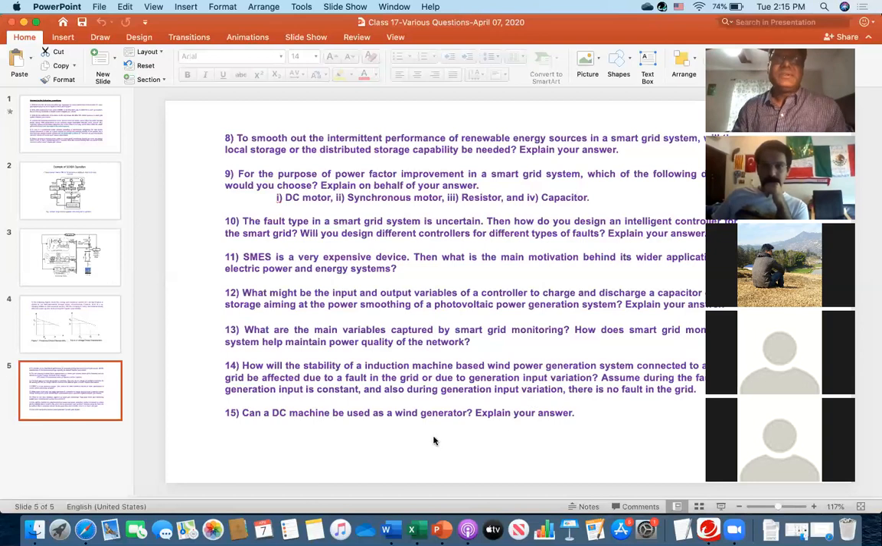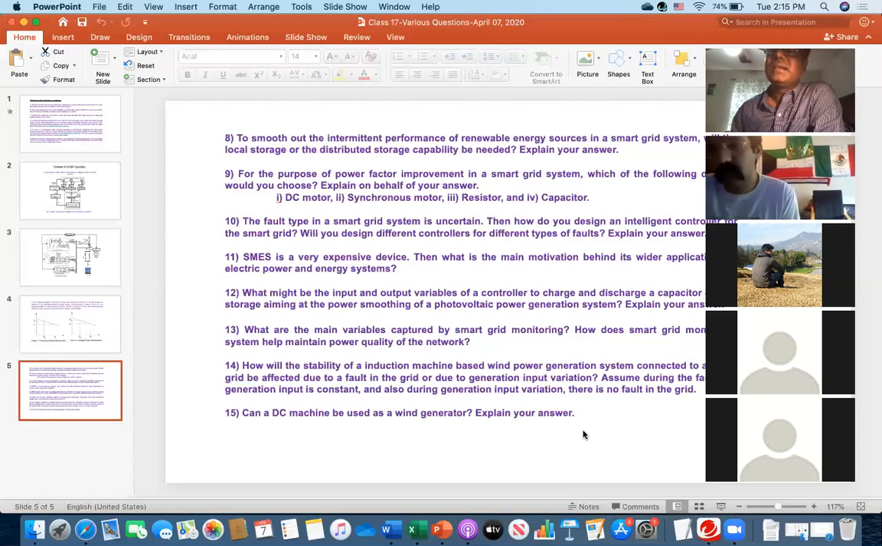Okay, then for today's last question, can a DC machine be used as a wind generator? What do you think? What is the context of this question? Like always, I am telling that wind generator is based on induction machine mostly, or just now, like Manoj mentioned, it can be synchronous machine based. But I am asking, can a DC machine be used? Is there any wrong in using the DC machine?